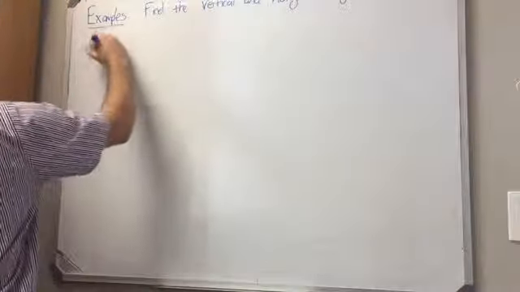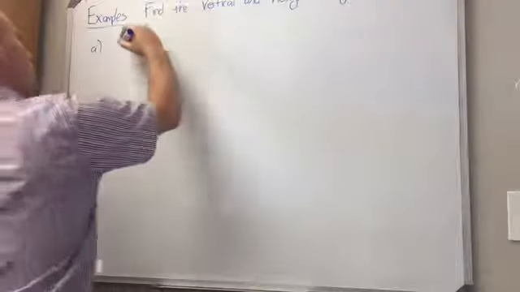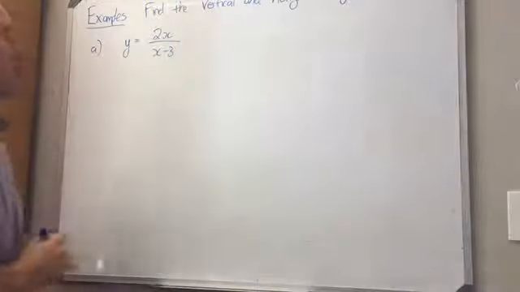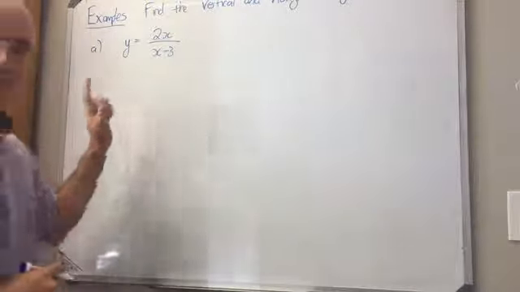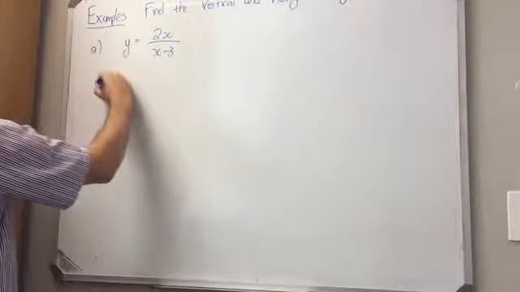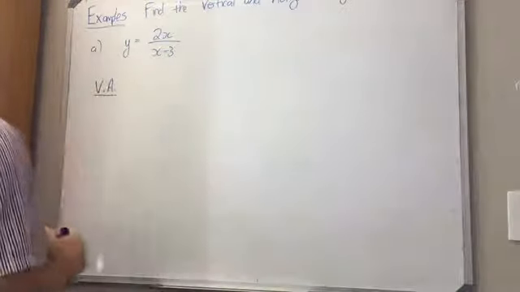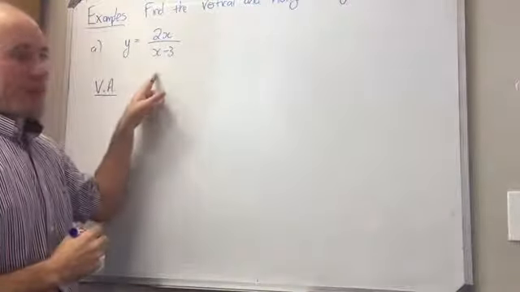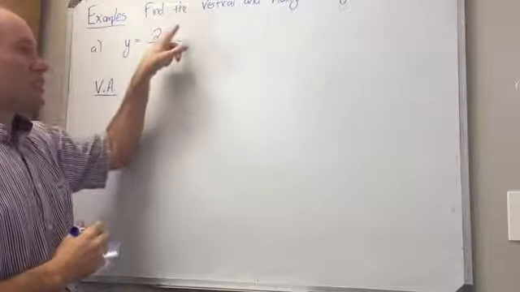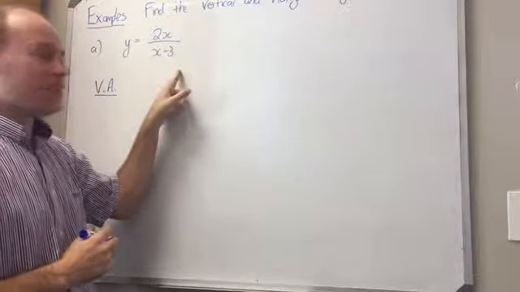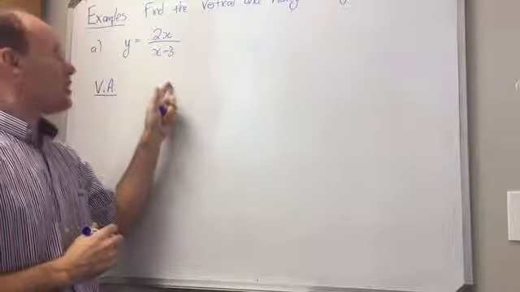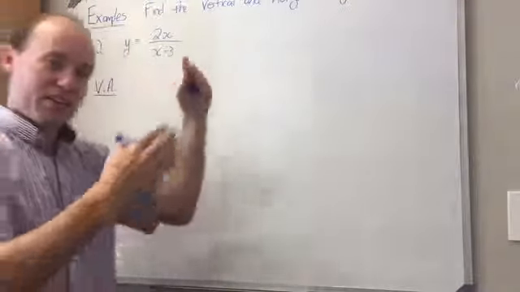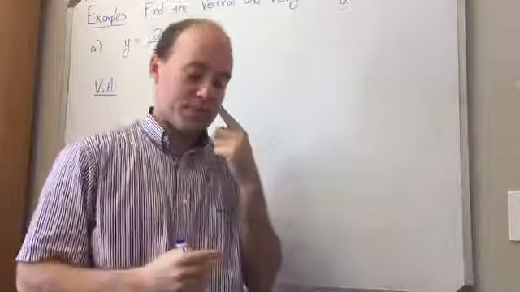So the first function is y equals 2x over x minus 3. Let's find the vertical asymptotes. To find the vertical asymptotes, you look at the formula for the function, and if it's a rational function, in other words, some polynomial over some polynomial, like this one is, then generally speaking, you're going to get a vertical asymptote whenever the denominator tends towards 0, because then you're going to get something over 0, which is going to tend towards plus minus infinity.